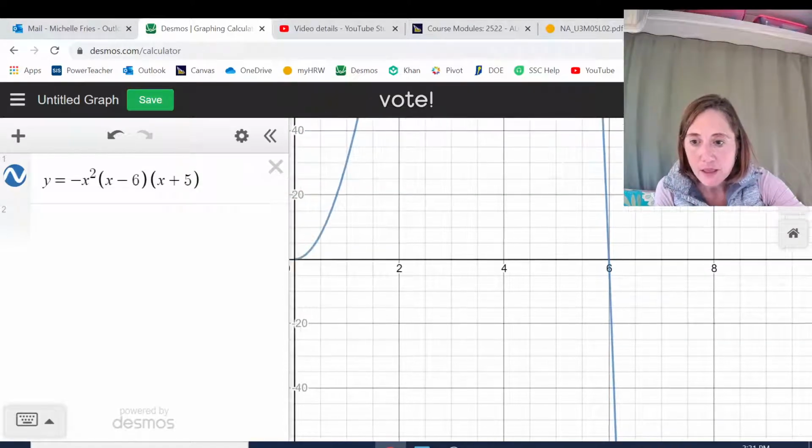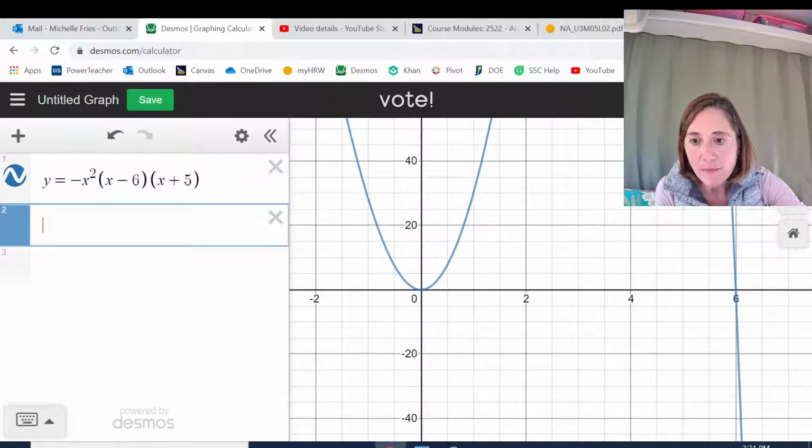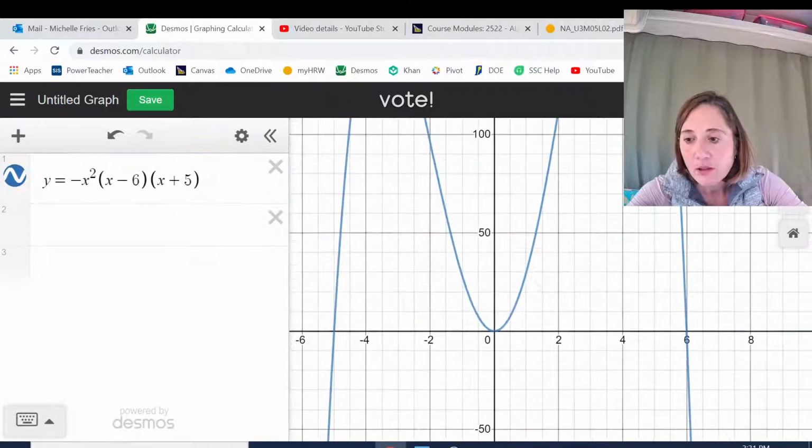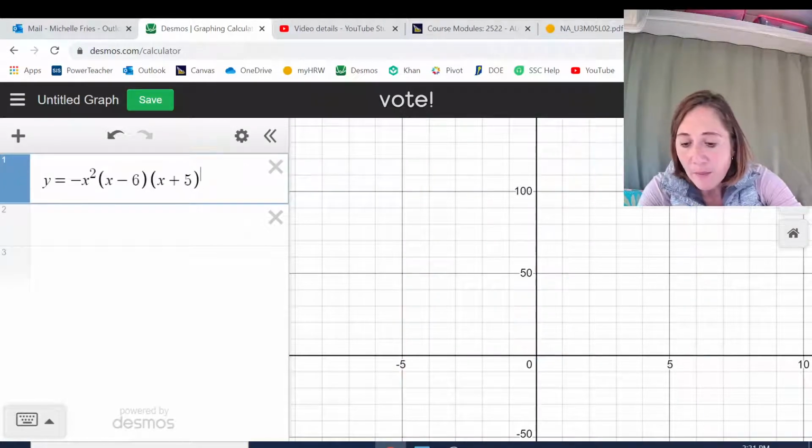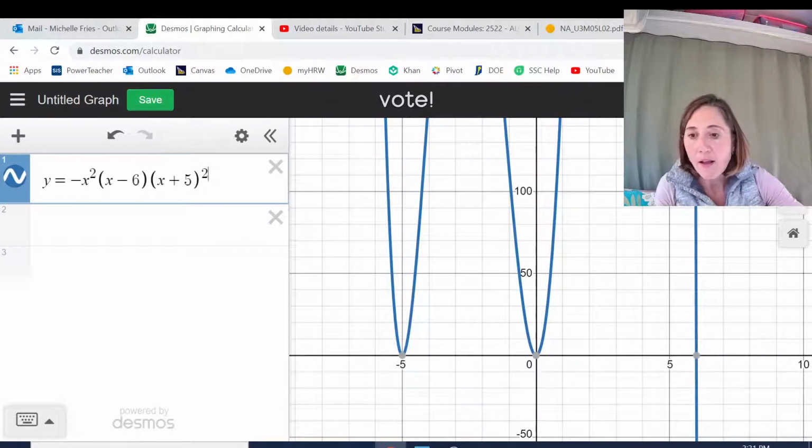Well, let's see, I'll change one thing here. Let me go up to my x plus 5, and I'm going to put a 2 on that, and look what it did to my root there.